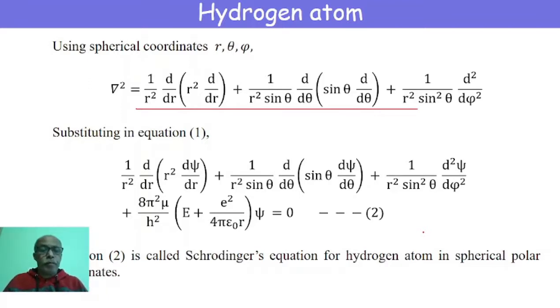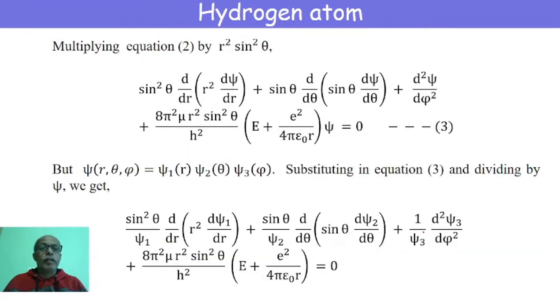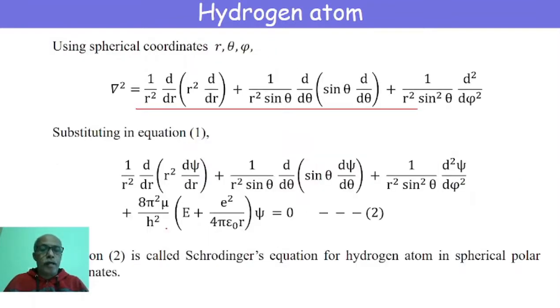Now let us multiply equation 2 throughout by r square sin square theta. The r square gets cancelled over here, therefore it becomes sin square theta in the numerator. And here r square and one sin theta get cancelled, therefore it will be just sin theta, and here both will cancel, and here there is nothing to cancel.